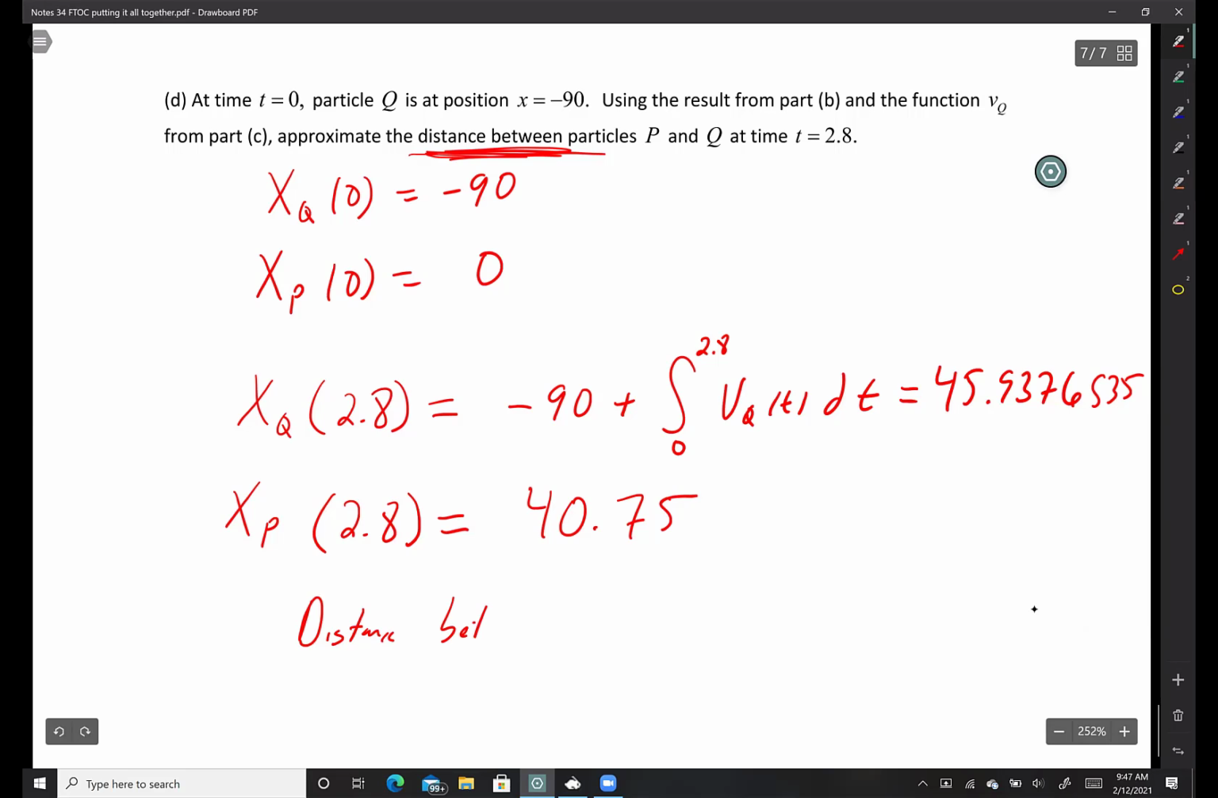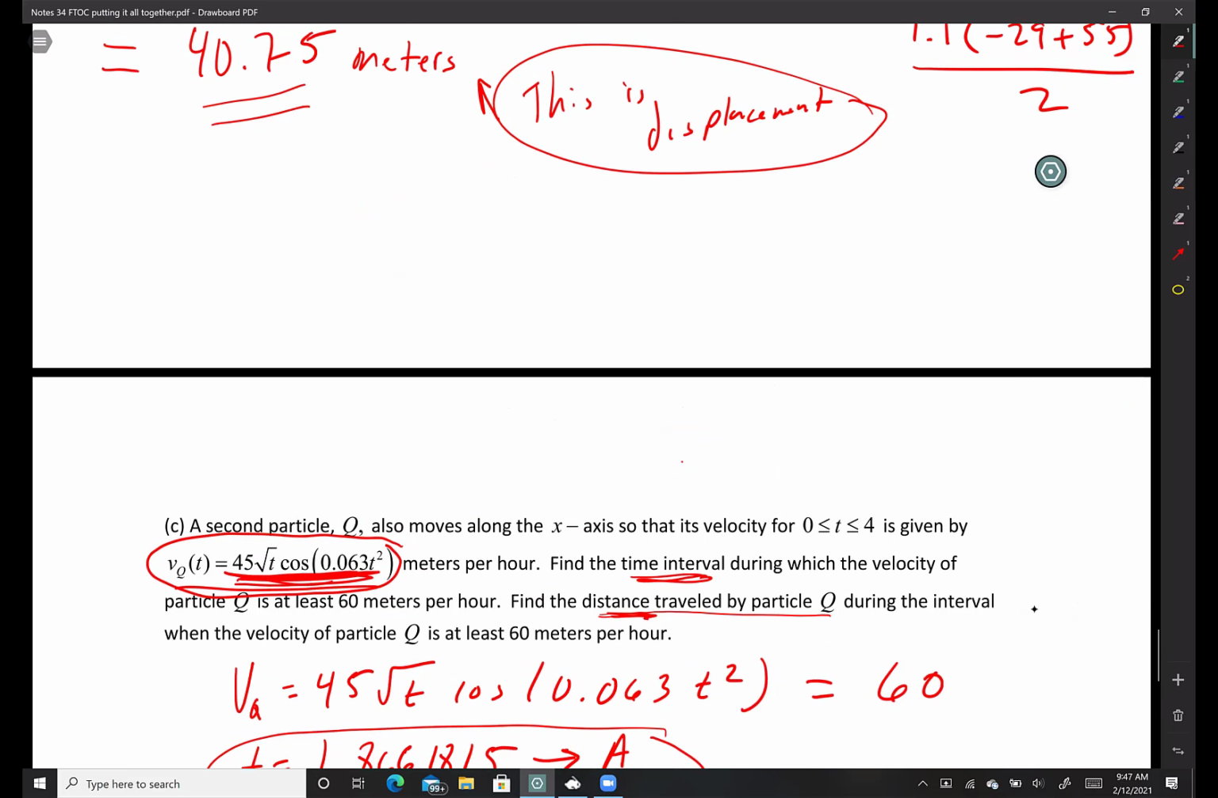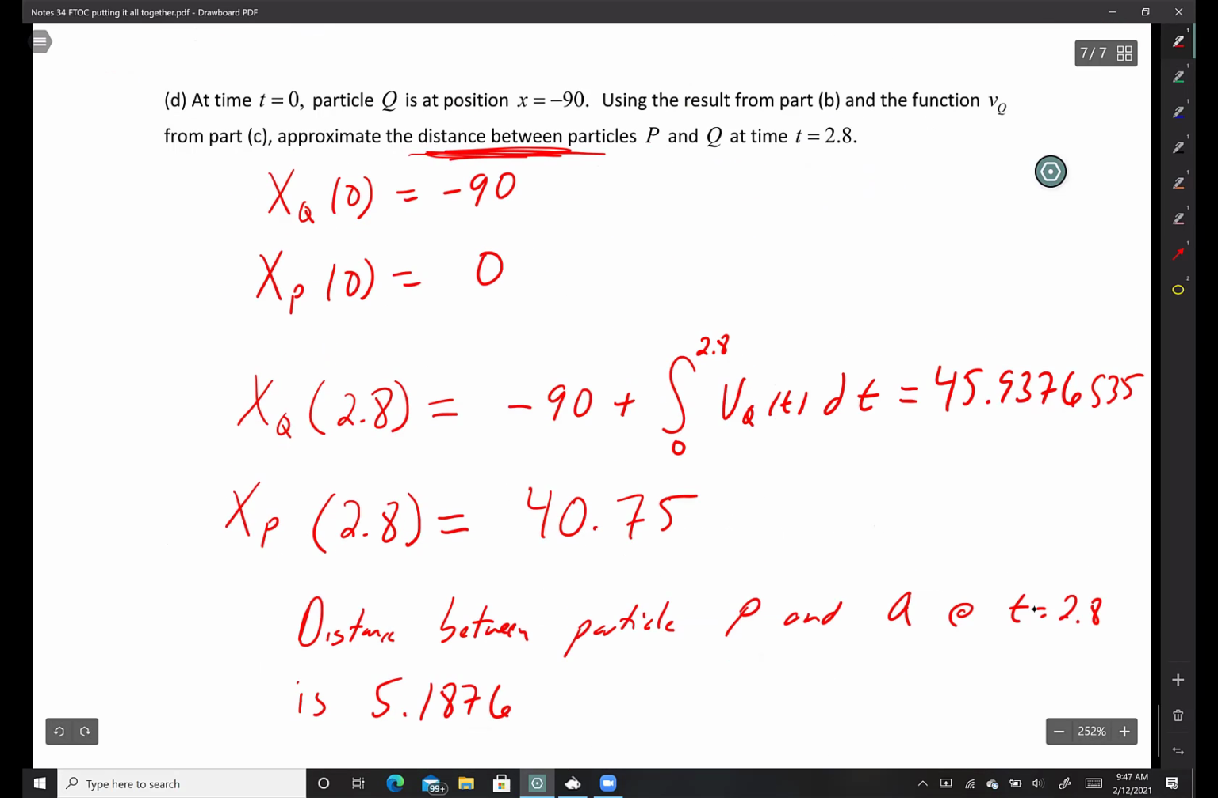Distance between particle P and Q at t equals 2.8 seconds is, and I already forgot the number, was it 5.1876? And they don't give you units. I don't think I saw any units anywhere. Oh, yeah, never mind. Meters. Done.